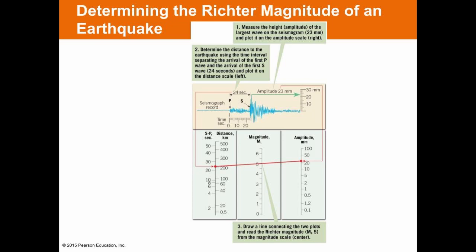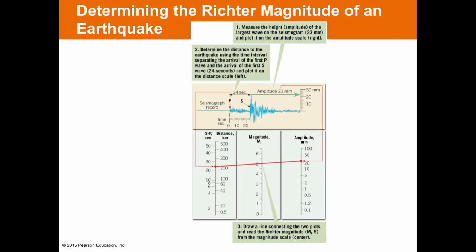So, to determine the Richter magnitude of an earthquake, you first measure the height, or the amplitude, of the largest wave on your seismogram, in this case 23 millimeters, and plot it on an amplitude scale, shown at the bottom right here. Then you determine the distance to the earthquake using the time interval separating the arrival of the first P and the arrival of the first S wave. In this example, 24 seconds. Plot that on the distance scale to the left. Connect the two dots, and you have the magnitude of your earthquake.